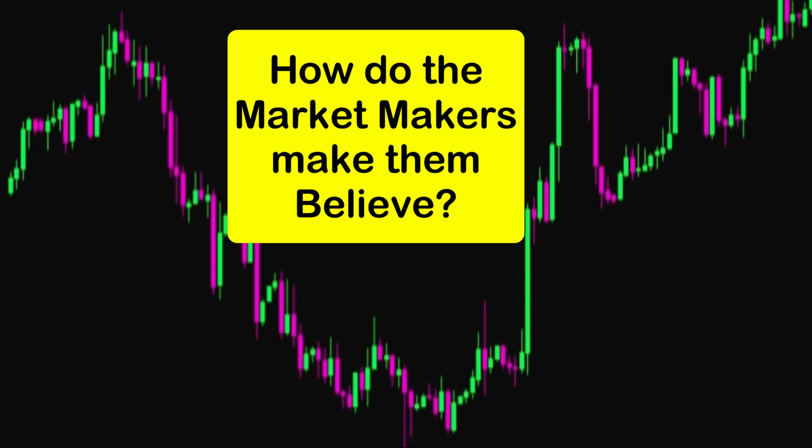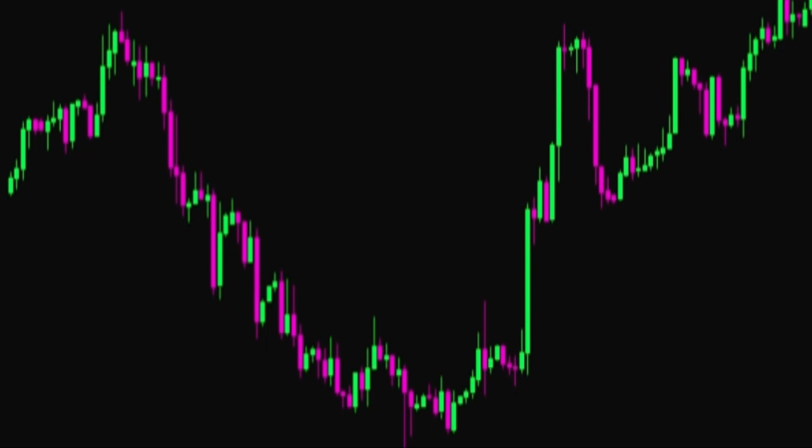So, how do the market makers make them believe that this is the best time to take entry into the market? As we all know, the smart money knows about all the analyses that the retail traders and small institutional traders use, and thus they manipulate the market to make them believe that they should enter at this specific point. Let us see an example of how they do this.